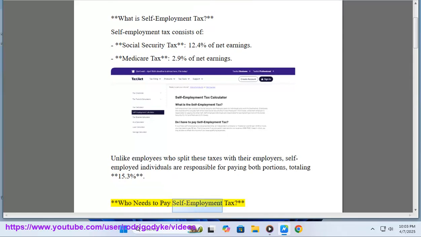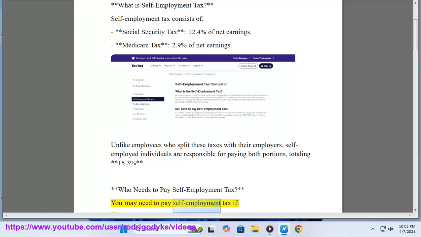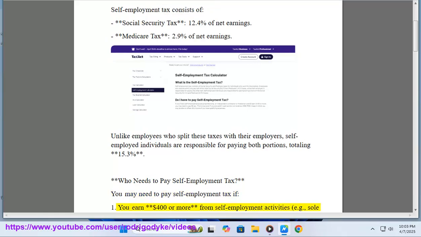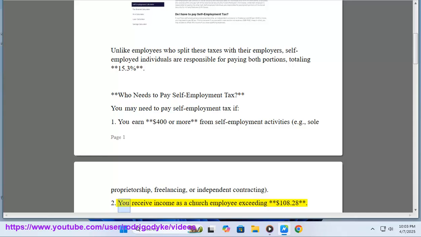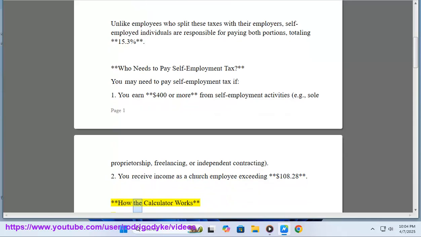Who needs to pay self-employment tax? You may need to pay self-employment tax if: 1. You earn $400 or more from self-employment activities, for example sole proprietorship, freelancing, or independent contracting. 2. You receive income as a church employee exceeding $108.28. How the calculator works.